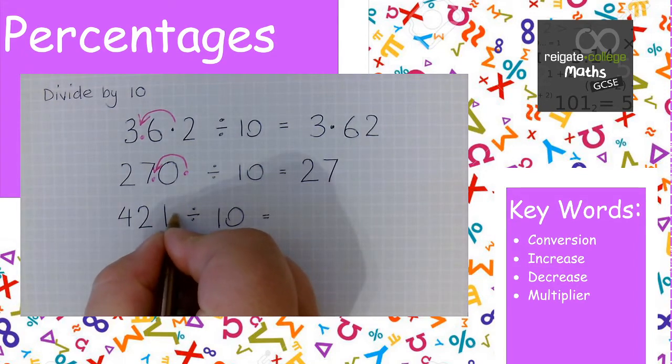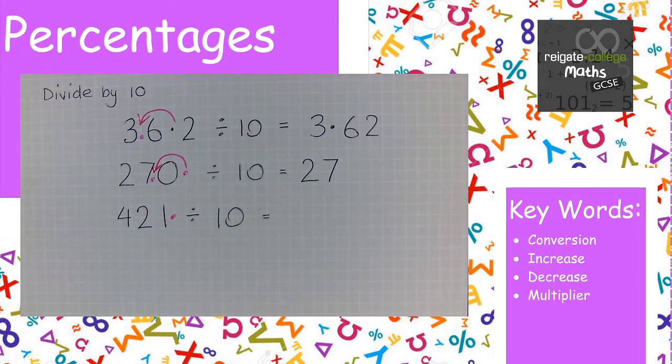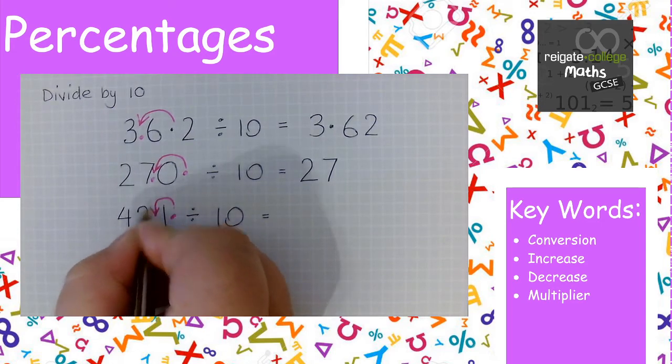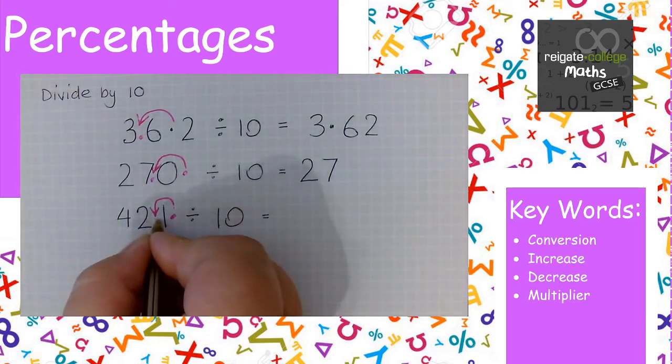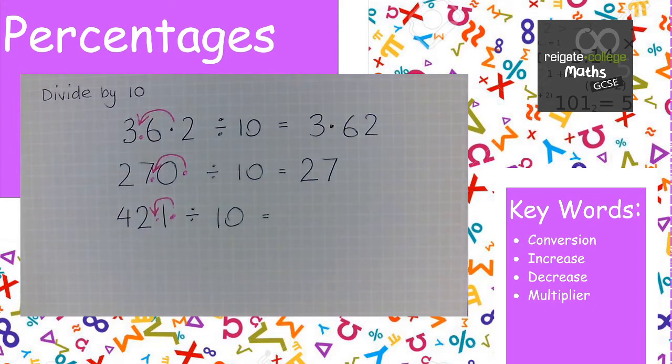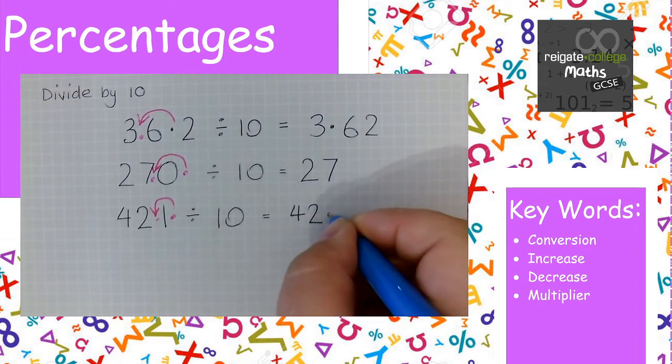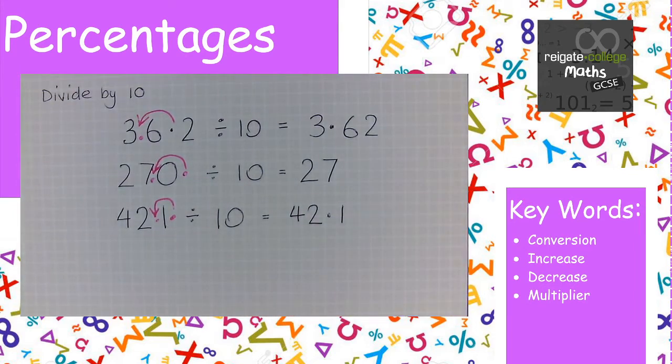I'd first of all insert the decimal point at the end of the number where it should go if it doesn't appear in there already, and I will then move the decimal point one space to the left and insert it there. So 421 divided by 10 gives me 42.1 as an answer.